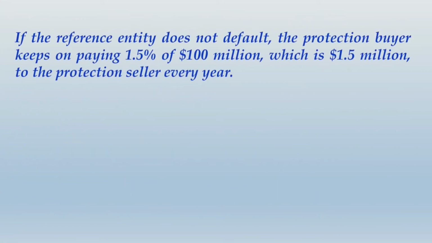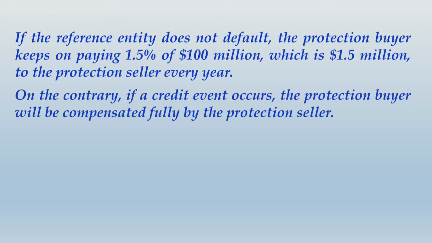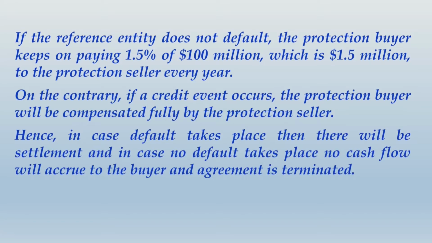If the reference entity does not default, the protection buyer keeps on paying 1.5% of $100 million, which is $1.5 million, to the protection seller every year. On the contrary, if a credit event occurs, the protection buyer will be compensated fully by the protection seller. Hence, in case default takes place, there will be settlement, and in case no default takes place, no cash flow will accrue to the buyer and the agreement is terminated.